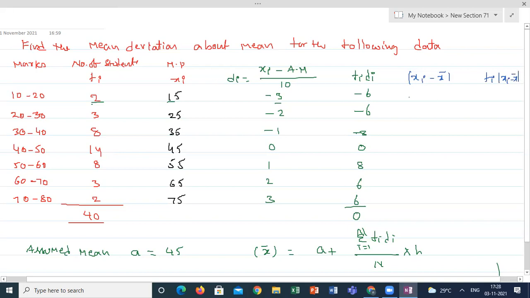First calculate xi minus x bar: 45 minus 15 is 30, 45 minus 25 is 20, 45 minus 35 is 10, 45 minus 45 is 0, 55 minus 45 is 10, 65 minus 45 is 20, and 30. Now multiplying with frequency: 30 into 2 is 60, 20 into 3 is 60, 10 into 8 is 80, 14 into 0 is 0, 10 into 8 is 80, 60, 60. If I add all these values, I'm getting 400.